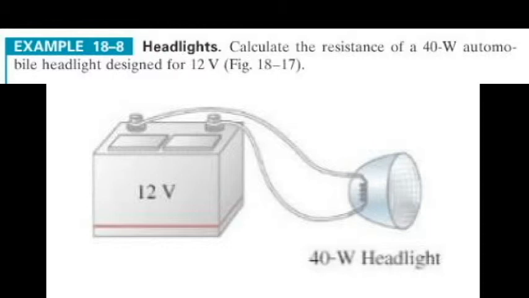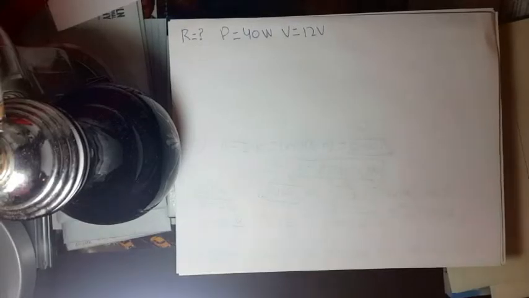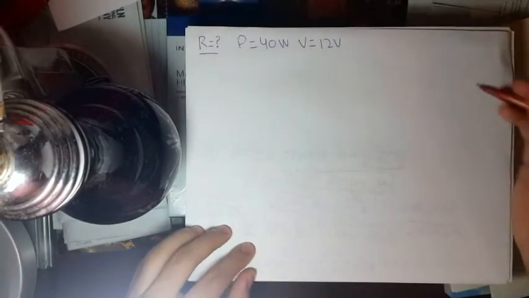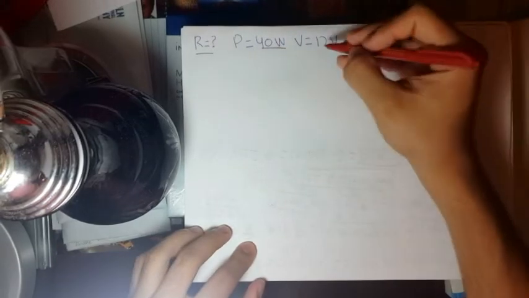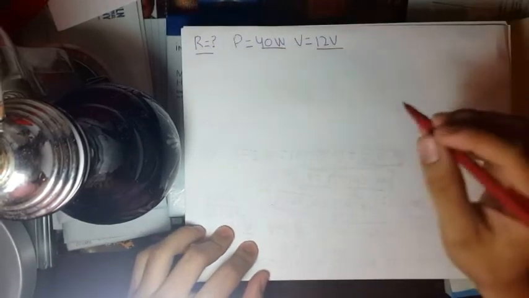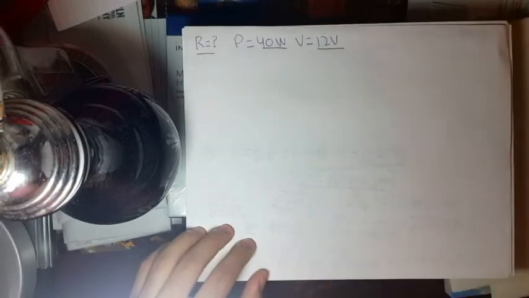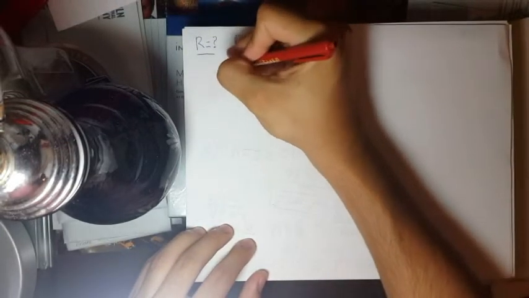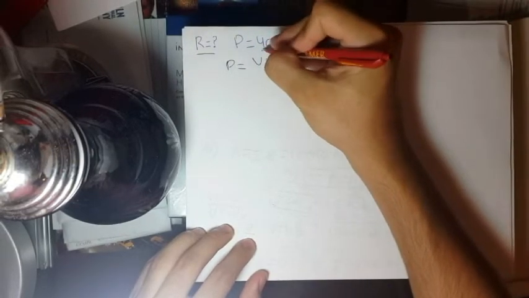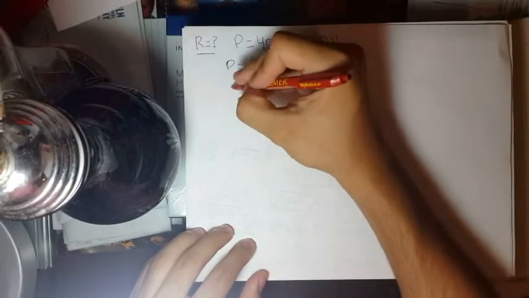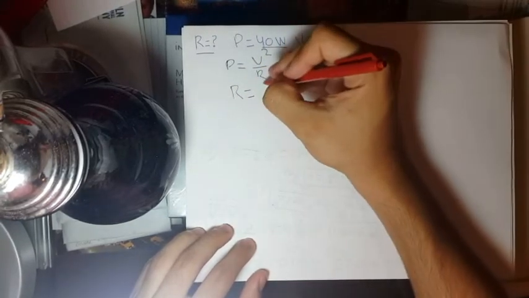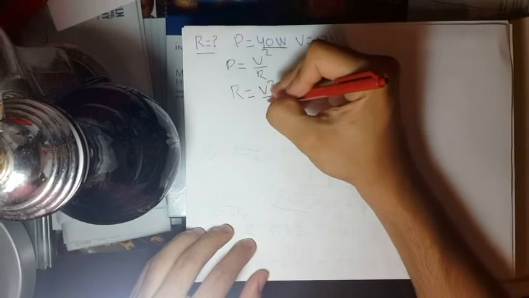So, example 18.8, headlights. Calculate the resistance of a 40-watt automobile headlight designed for 12 volts. So here in this example, they want us to find the resistance of the headlights. They're giving us the power, which is 40 watts, and the potential difference, which is 12 volts. So because of the equations that we learned earlier, we know that power is going to be equal to potential difference squared over resistance, or that resistance is going to be equal to potential difference squared over power.